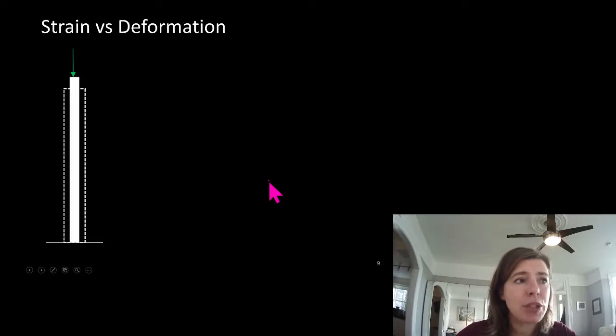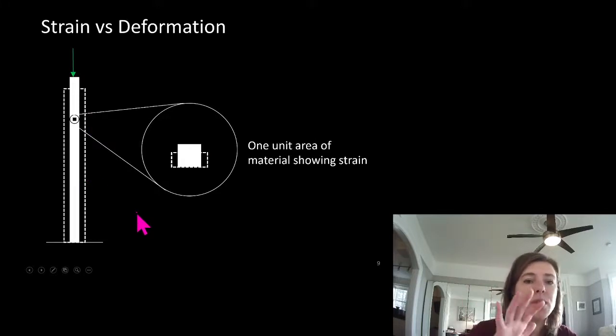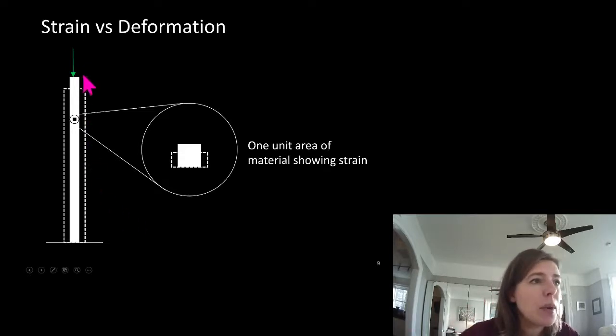Strain and deformation are very similar. If we have some unknown applied force, our object deforms some. Well, our unit object within this is also deforming in a related manner. So our stress is related to our force, and our strain is related to our deflection. So see, we had some sort of deflection or deformation here.